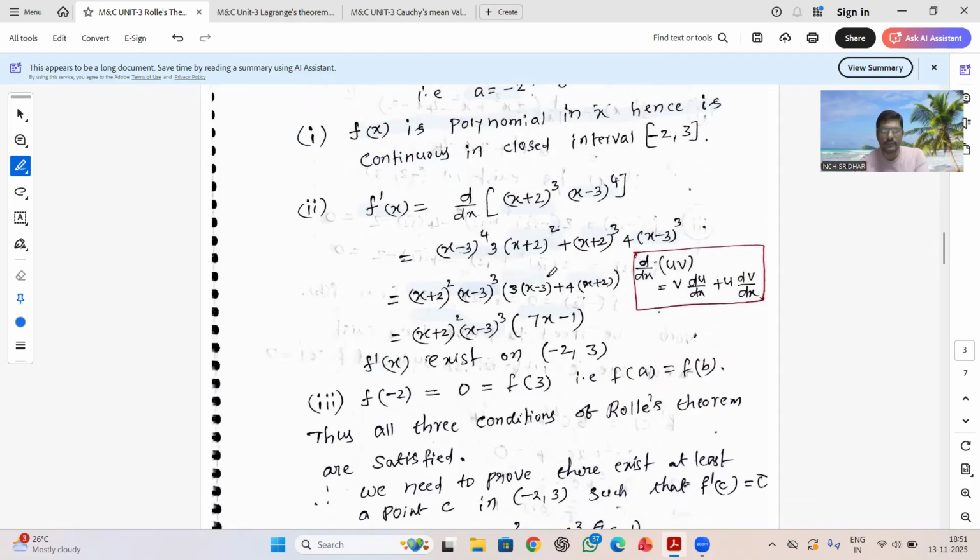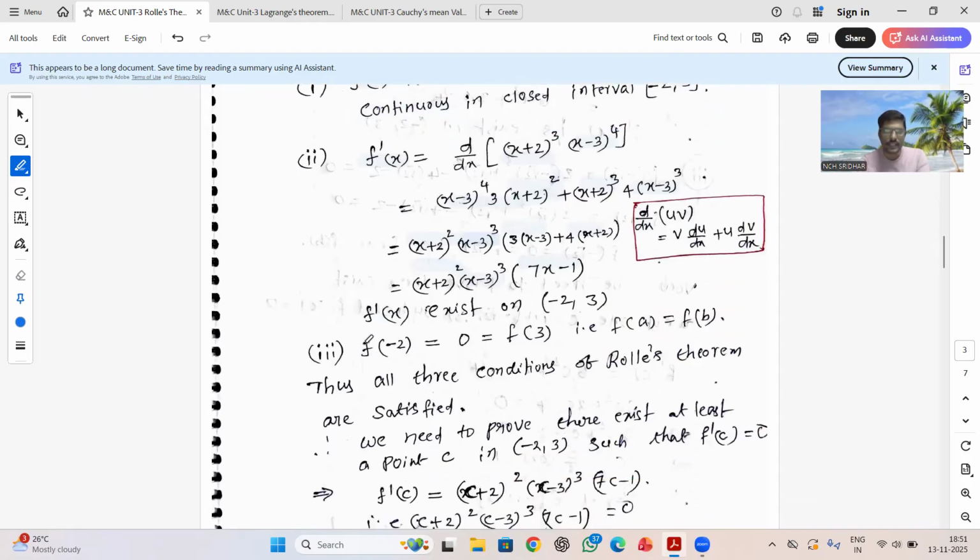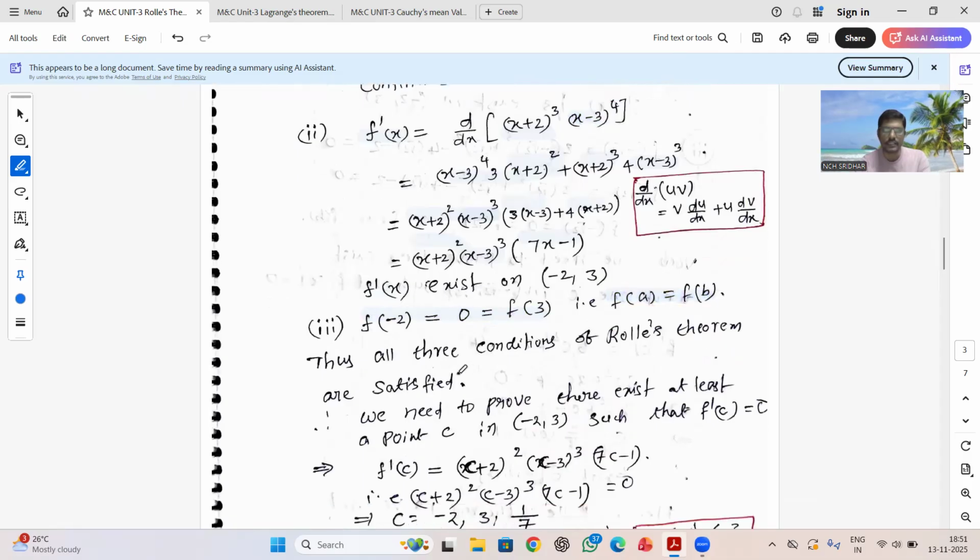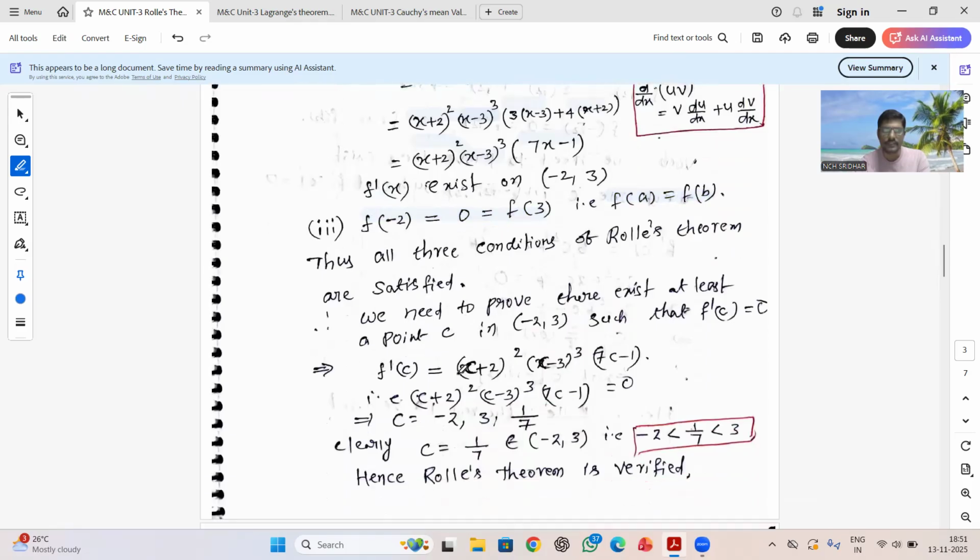After substituting the a value and b value in the given function, what do we get? f of minus 2 is equal to (x plus 2), so minus 2 plus 2, that is equal to 0. f of 3, that means (x plus 2) into (x minus 3). Here x minus 3 is there. In the place of x, if we substitute 3, 3 minus 3 is equal to 0. Therefore, f of minus 2 is equal to 0 is equal to f of 3. That means the third condition is also satisfied, f of a equals f of b. Thus all three conditions of Rolle's theorem are satisfied.